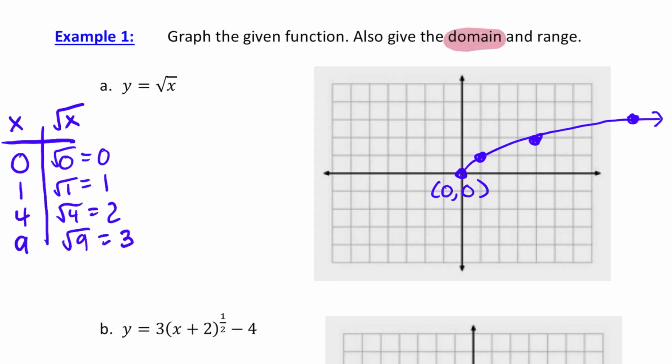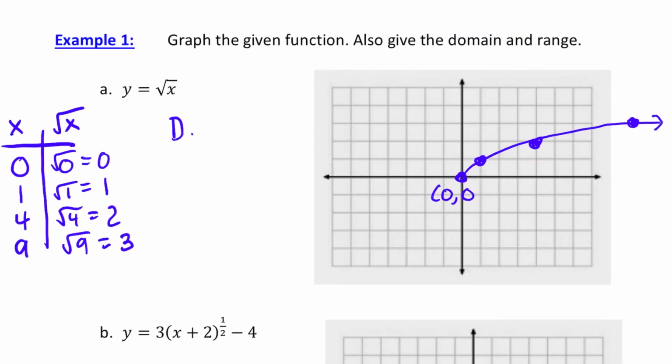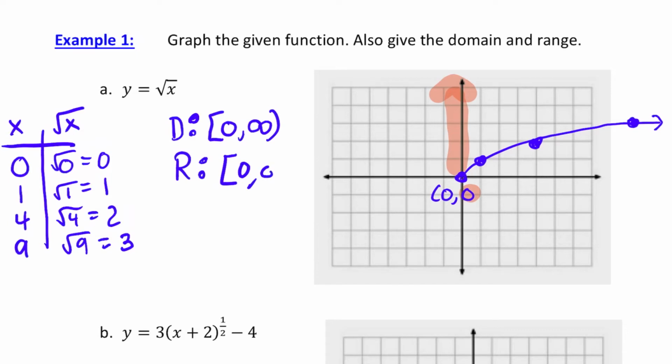So like we talked about when we were looking at a domain without a graph, the smallest x value we can plug in here and still get real numbers is 0. Our domain of our graph matches that and is 0 to infinity. Our range also, since my square roots are growing in the positive direction, is from 0 to infinity.